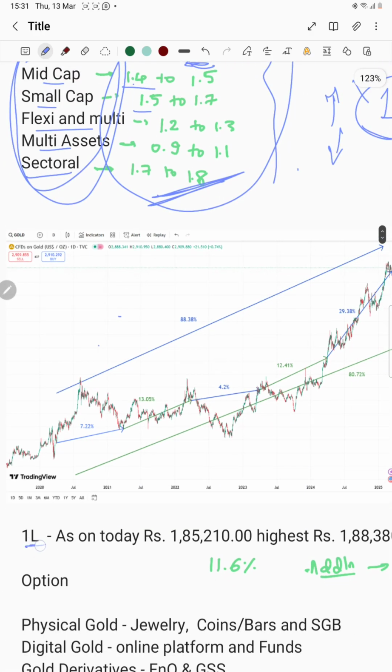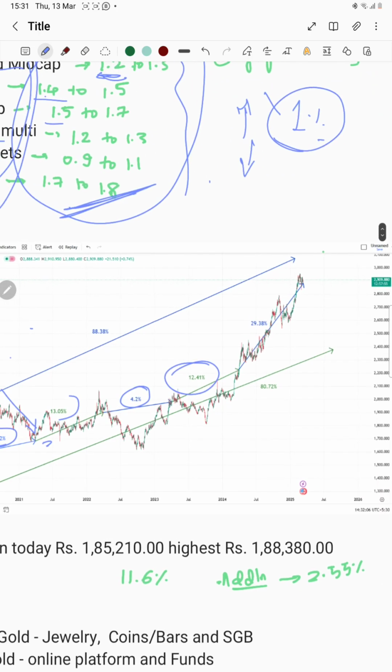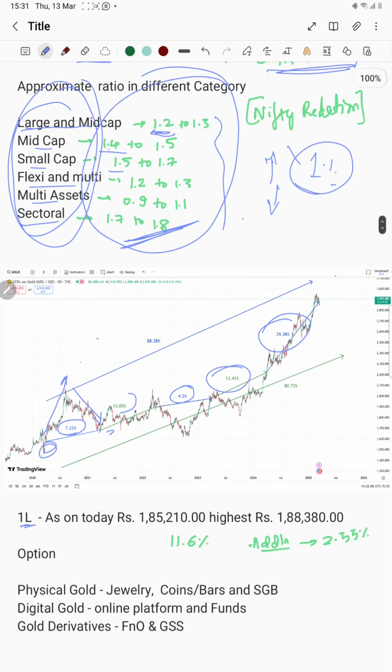See, if you had invested 1 lakh rupees in gold in April 2020, from April 2020 to April 2021, gold has generated 7.22% return. Here also, gold had earlier risen, but at the end of the year its price came down. In 21 to 22, 13.055%, and in 22 to 23 it has generated 4.2%. 23 to 24 it has generated 12.41%, and in 24 to 25 it has generated around 30%. See, in total from April 2020 until today, it has generated around 89%.